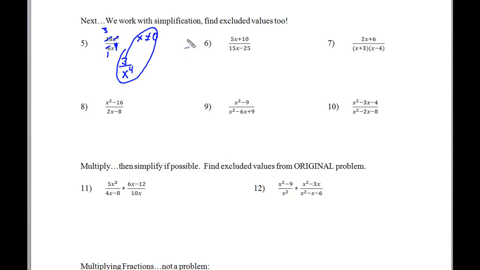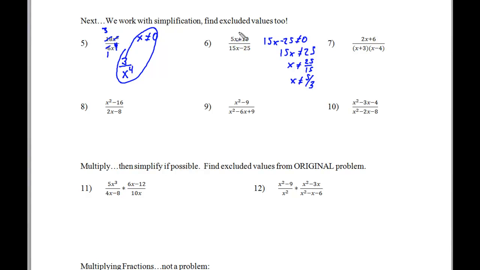And there's your answer. Looking here, to find my excluded values, I'm going to first take my denominator, 15x minus 25, and set that not equal to 0. Moving the 25 to the other side, that gives me 25. And then I divide both sides by 15. X cannot be 25/15, which is reducible down to 5/3. So this is my excluded value, x is not equal to 5/3.